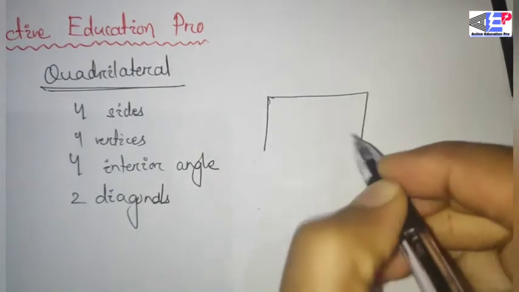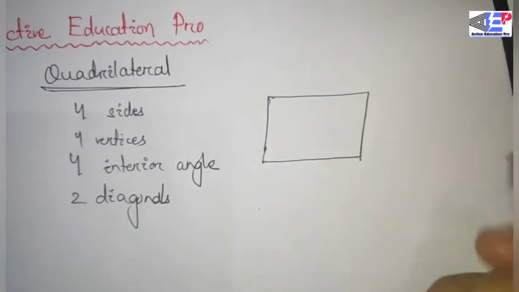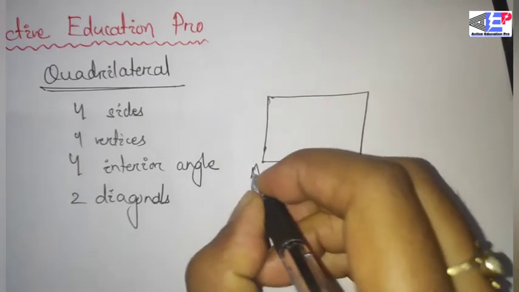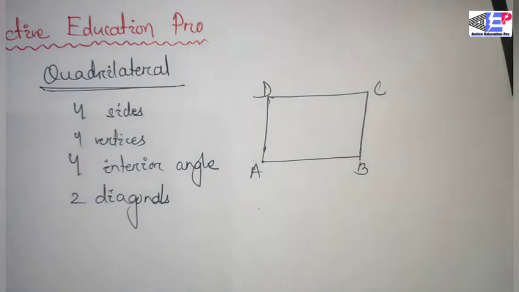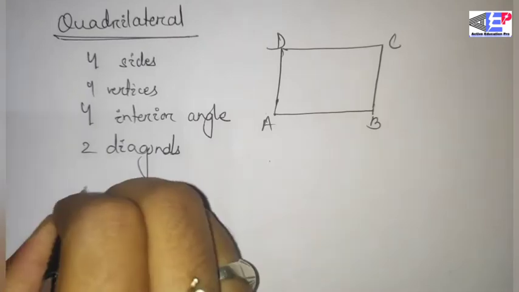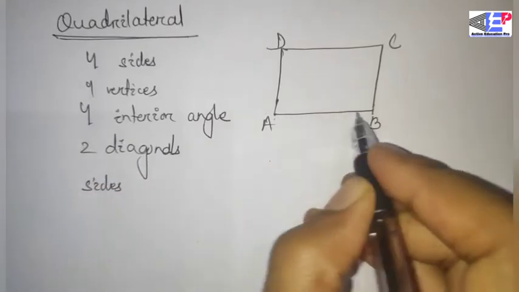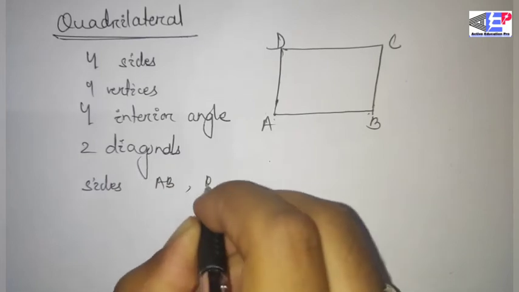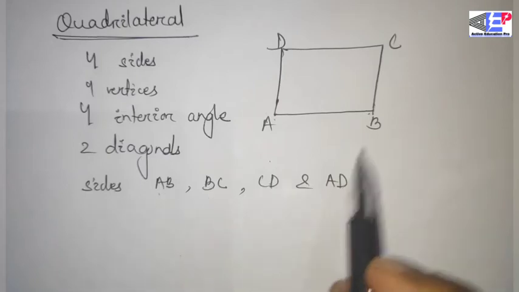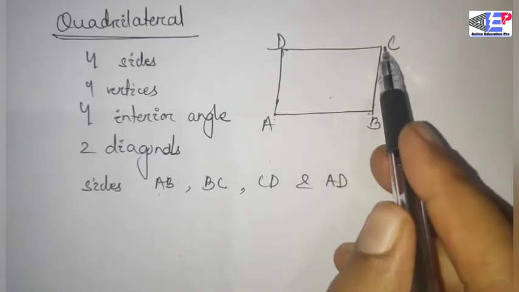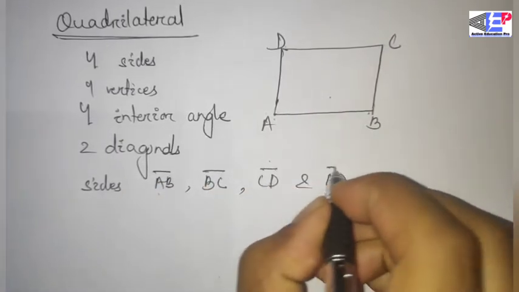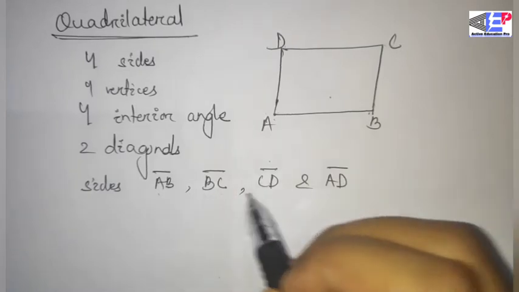First, draw a quadrilateral. A quadrilateral has 4 sides. Now name the quadrilateral A, B, C, D. ABCD is a quadrilateral consisting of 4 sides. Here the sides are AB, next BC, CD and AD. These are the 4 sides of this quadrilateral. These sides are denoted by a small line above the name: AB, BC, CD and AD.